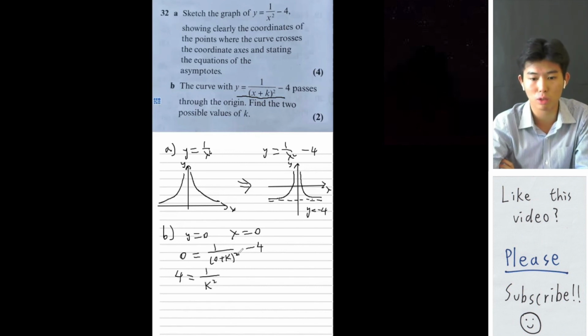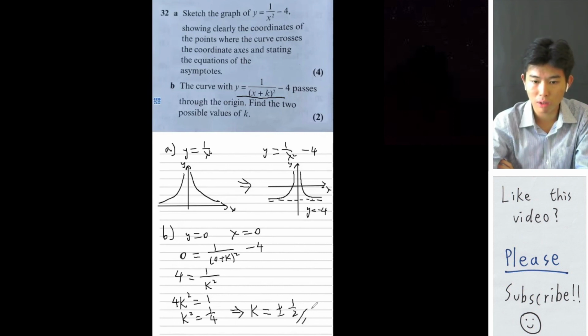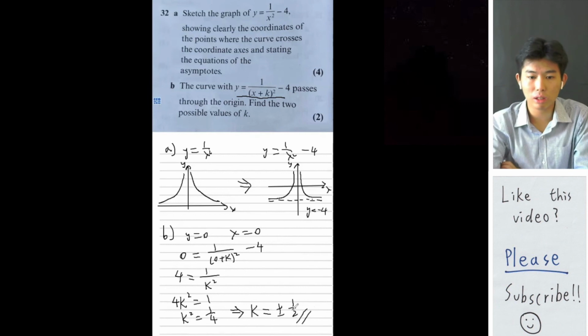From there, we multiply k squared to both sides, which gives 4k squared equals 1. And k squared would be equal to 1 over 4. The final answer would be k equals plus or minus 1 over 2. And that would be the final answer for part B.